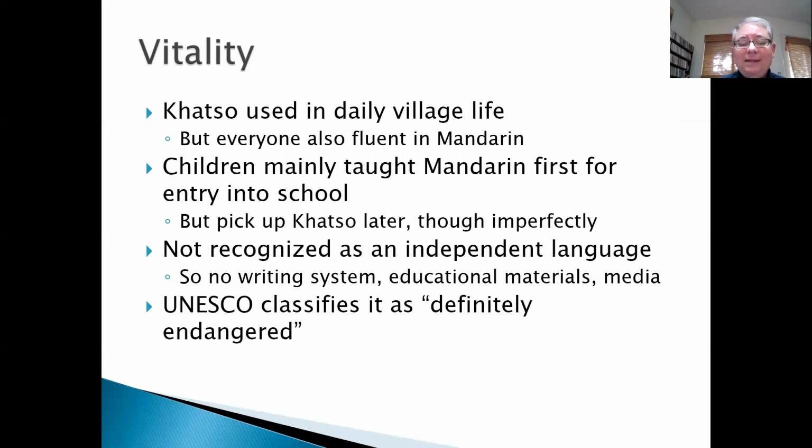UNESCO recognizes this. It classifies the language as definitely endangered. So the good news is children are still learning it, but we're seeing a slow erosion, certainly.